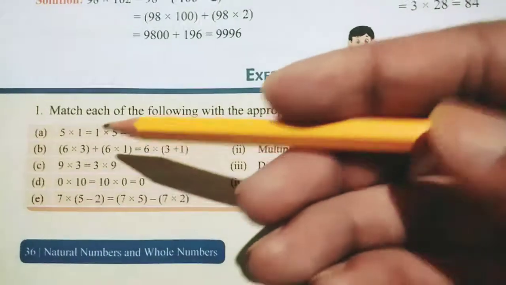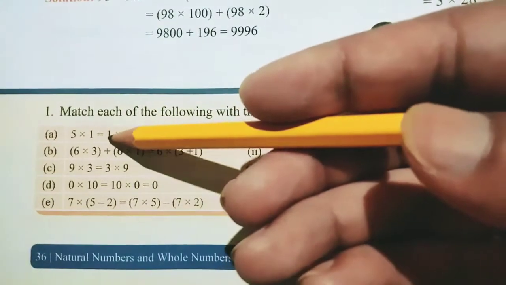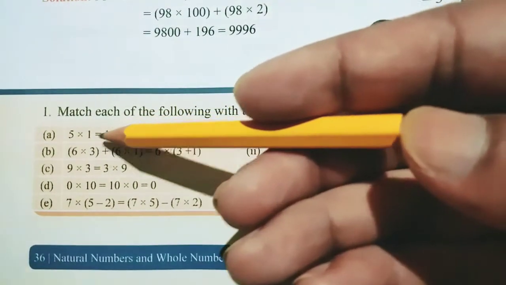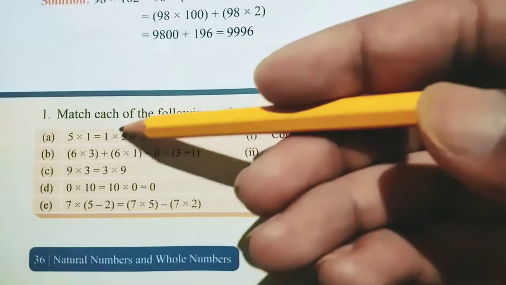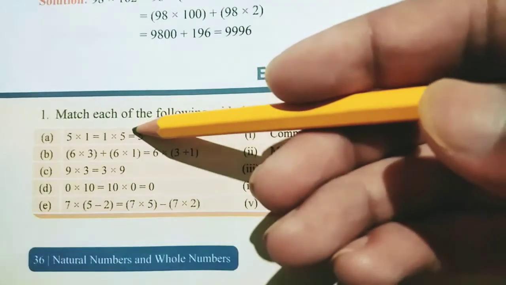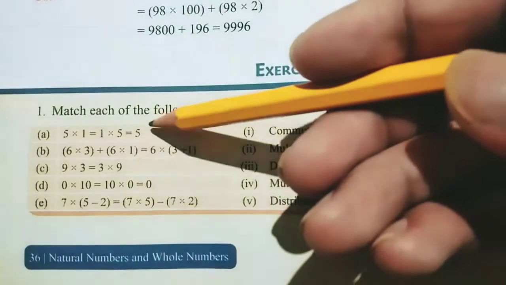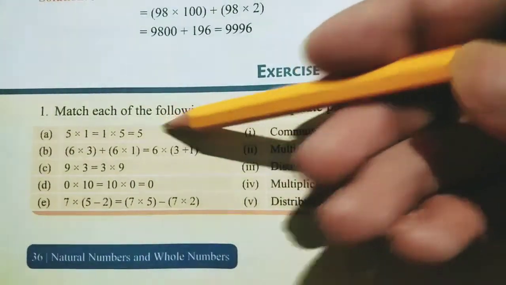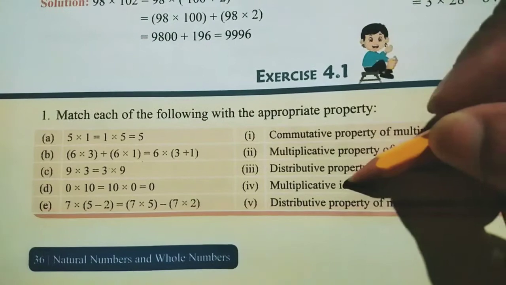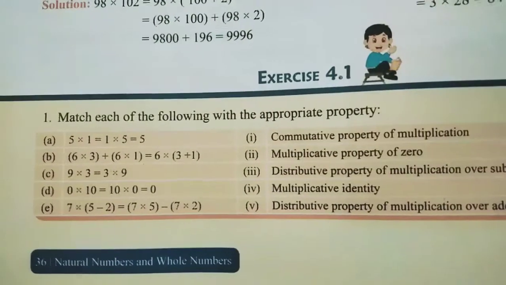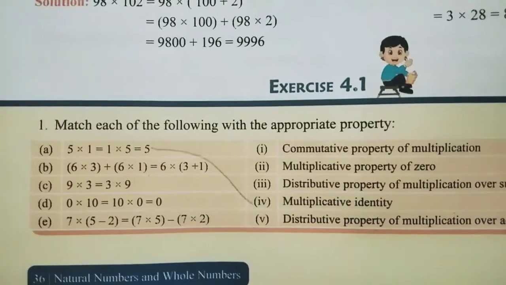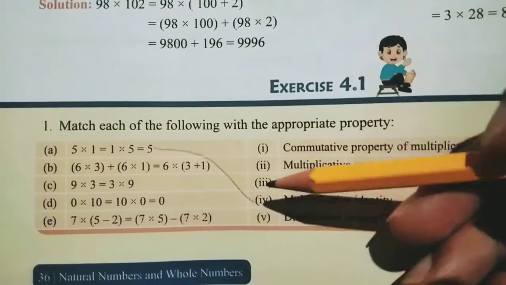First of all, a: 5 into 1. 5 into 1 is 5, and 1 into 5 is also 5. So when you multiply anything with 1, the answer will be the same. Which property shows this? The name of the property is multiplicative identity. Multiplicative identity means multiplication with 1. So you have seen I have matched here.